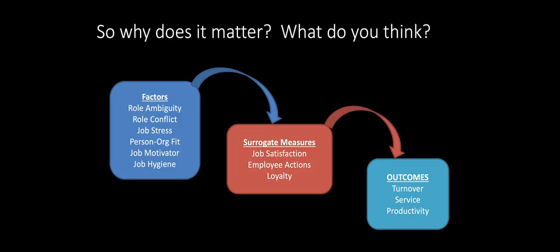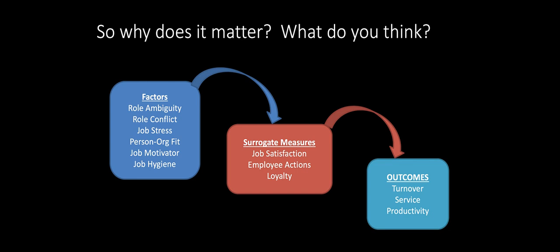So why does all this matter? And what do you think? We have different factors we talk about, like role ambiguity, role conflict, job stress, person-organization fit. In this lecture, we're not talking about job motivators or job hygienes, but we'll get into that in another video. But how these factors have an impact on things like your job satisfaction, maybe the actions that an employee takes, whether they want to quit that job or stay, whether when they stay, do they work hard or do they kind of mail it in a little bit? And then what's the loyalty to the organization? When the organization suffers, are employees quick to leave or are they going to stick around?